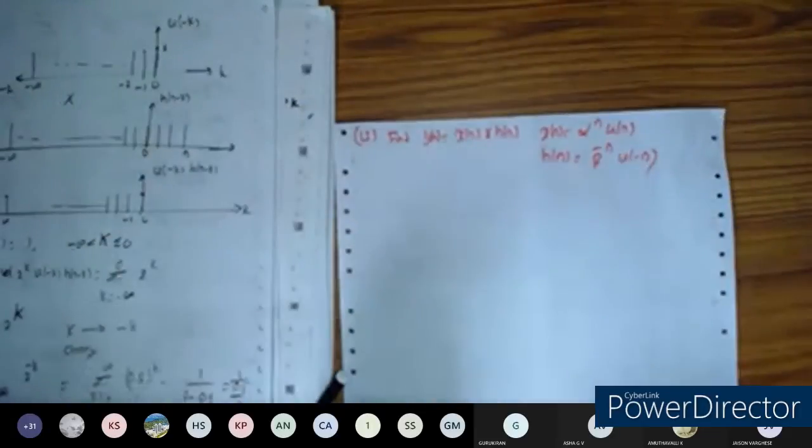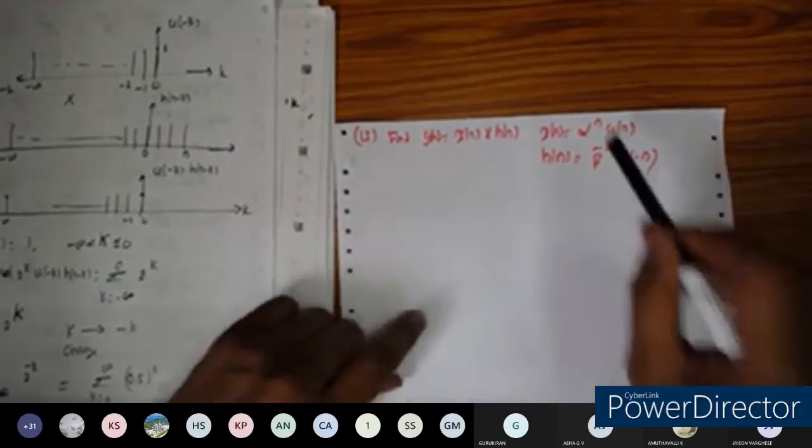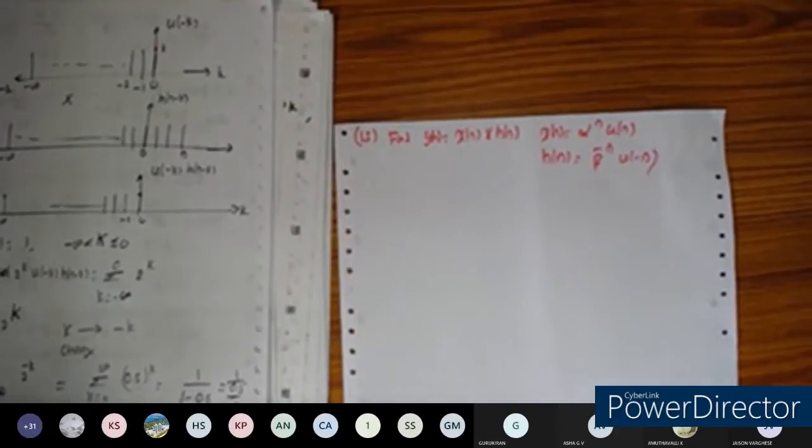We have seen the formula for alpha to the power of n and beta to the power of plus n. Now let us take the formula for the reverse one: alpha to the power of n into u of n, and beta to the power of minus n into u of minus n. Let us find the formula here.